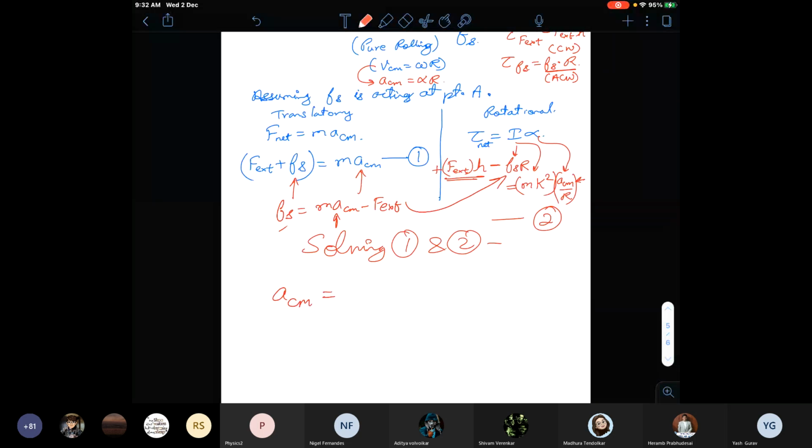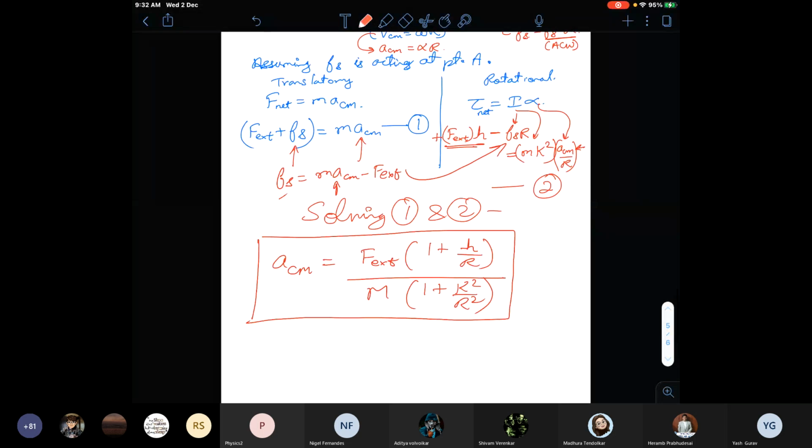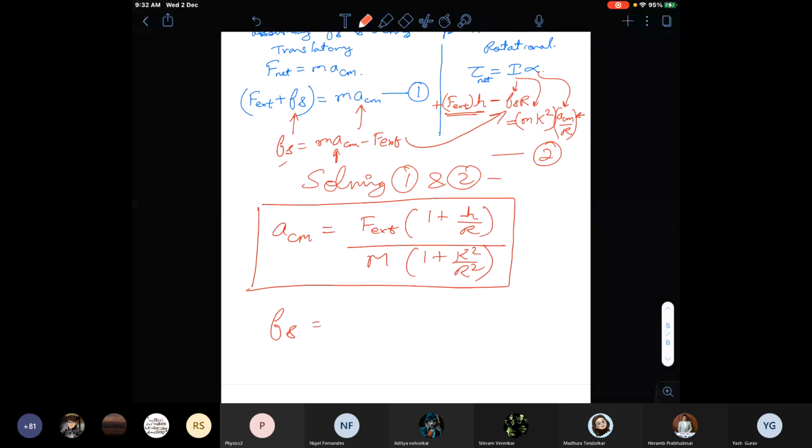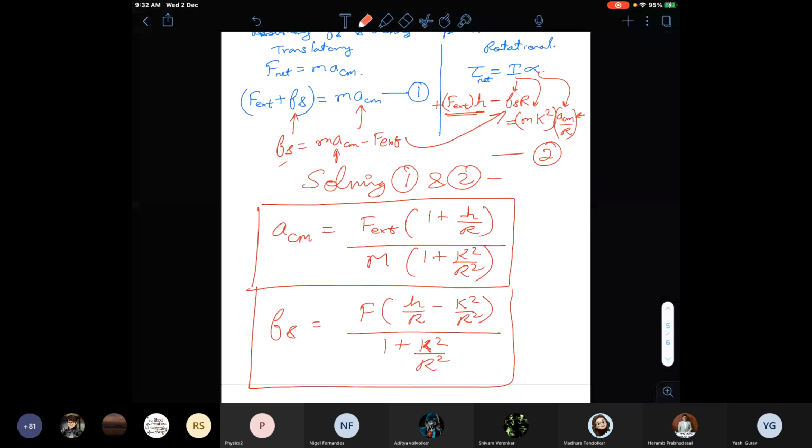So ACM comes out to be this. This is the acceleration of the center of mass which you will get. And the frictional force will be this. So on solving 1 and 2, you will get this.